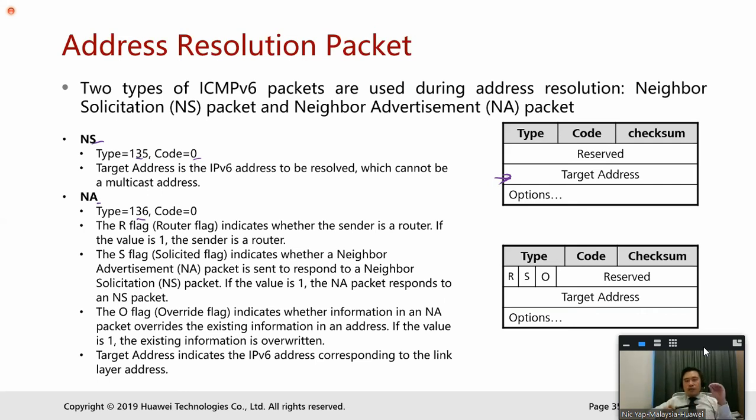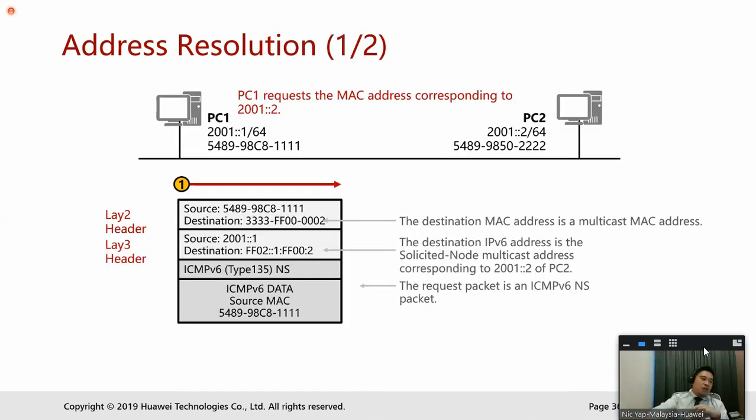When you go into the address resolution diagram, this is how it looks. We have PC1 and PC2. PC1 has 2001::1, this is my IP address. 2001::2 is the PC2 IP address. I want to request: hey, what's the MAC address for 2001::2? Because I need to send traffic to you, I need to grab your MAC address.